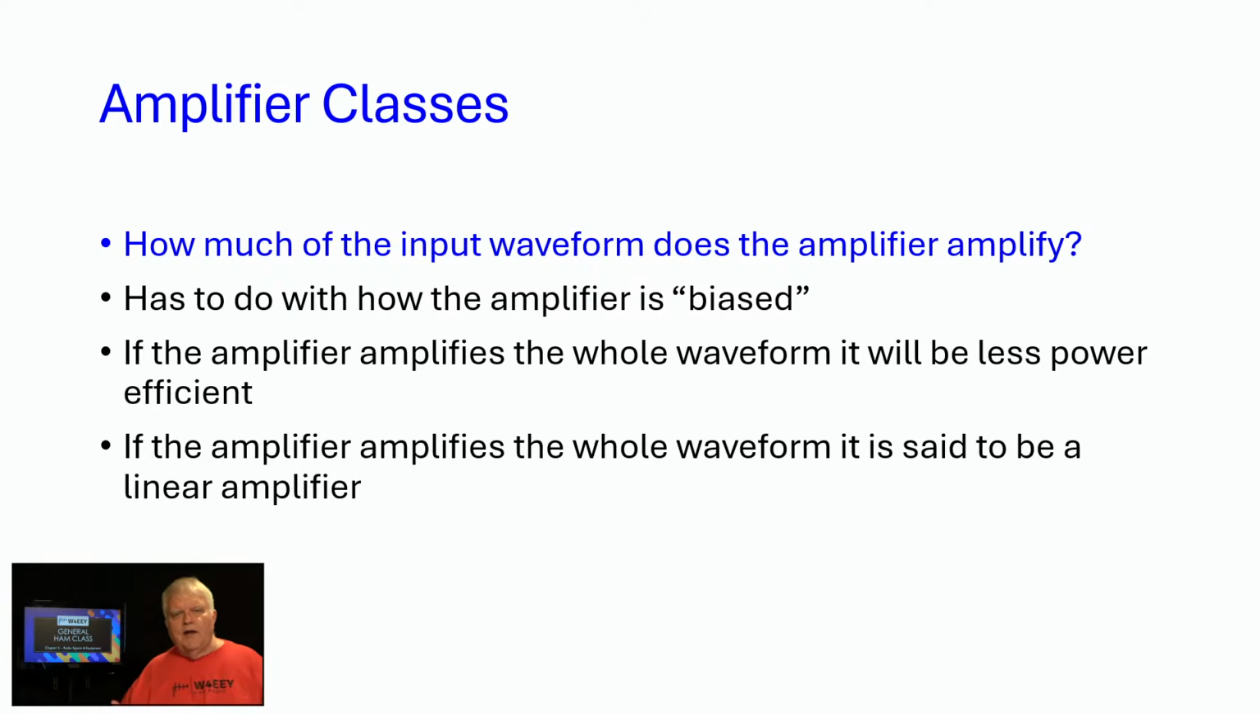We're talking about the amplifier, whether it be tube type or transistorized, and how much of an input waveform the amplifier amplifies. It has to do with how the amplifier is biased or set up. If it amplifies the whole waveform, that means it's going to be on all the time, and that means it's going to be less power efficient. That's also the definition of a linear amplifier, where if you've got a signal coming in, positive and negative peaks, you're going to get all of the positive and negative peaks amplified out on the other side.